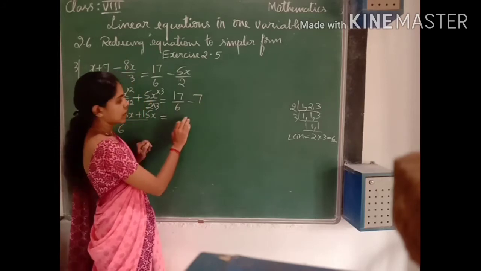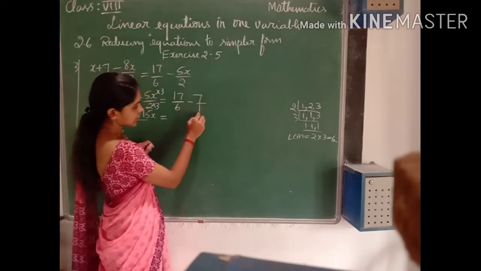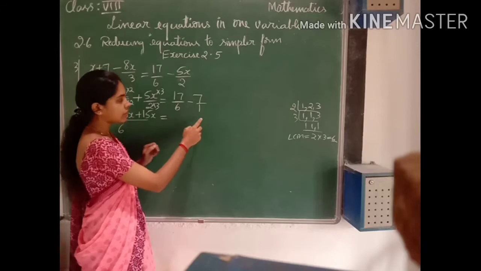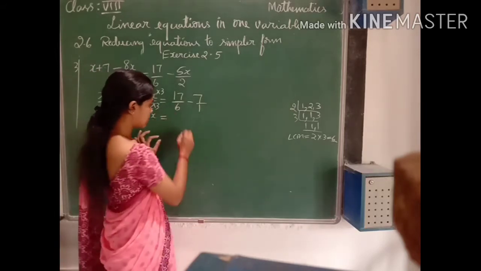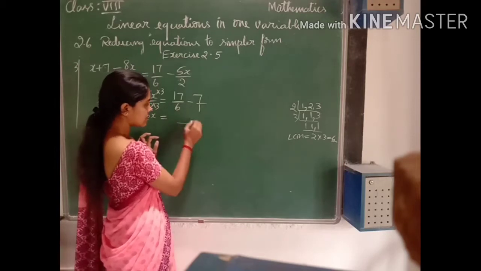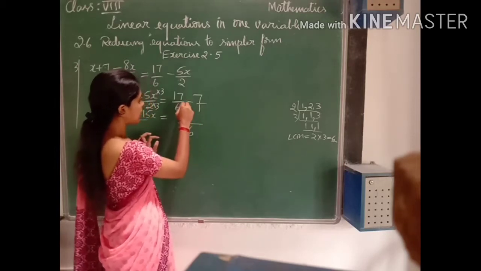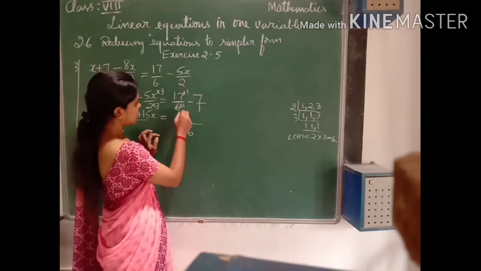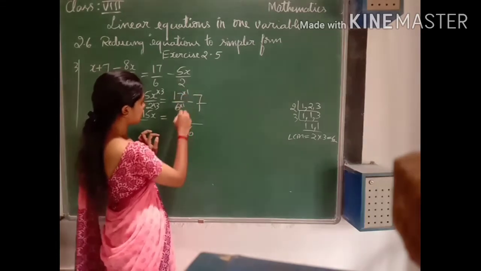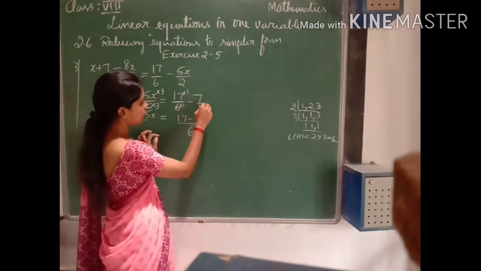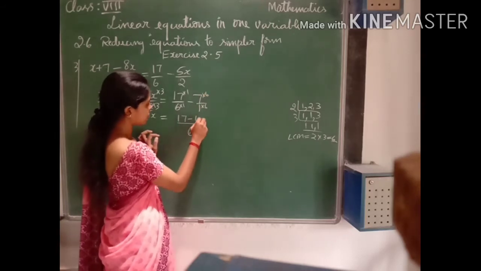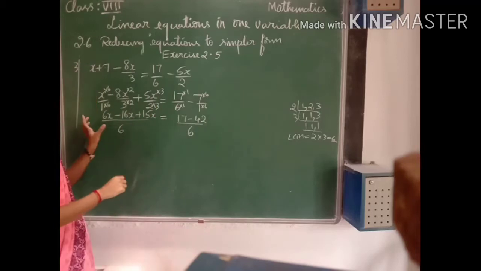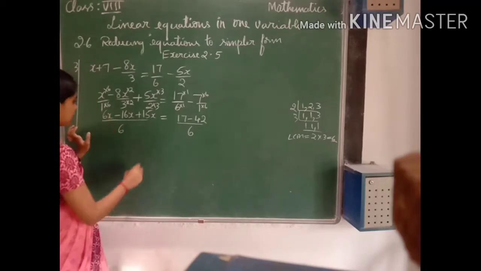there is no denominator, consider it as 1. Then the LCM of 1 and any other number is that number itself. So here the LCM of 1 and 6 is 6. So multiply by 1. 6 ones are 6, 17 ones are 17, minus 1 6 is 6, and 7 6s are 42. Now you solve the numerator.